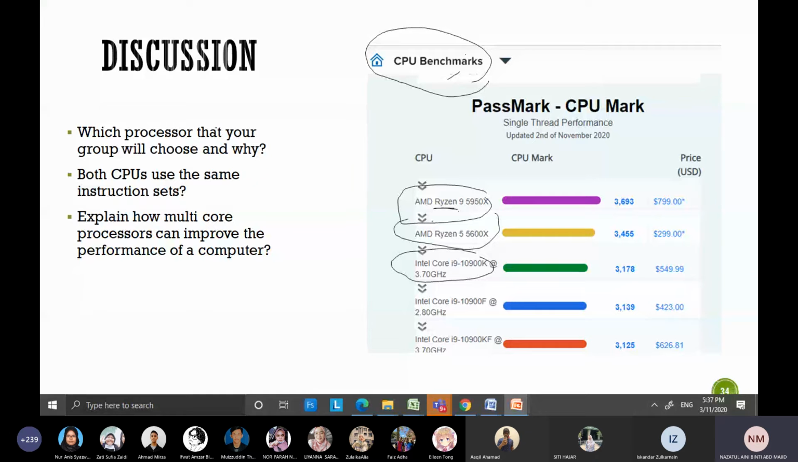So I would like to see the discussion inside your groups. Which processor will your group choose and why? Just take 5 to 10 minutes to discuss with your groups, at any time in your WhatsApp or so on. Both CPUs use the same instruction sets. Try to get the answers. Lastly, explain how a multi-core processor can improve the performance of a computer. Try to find more information about multi-core processors.